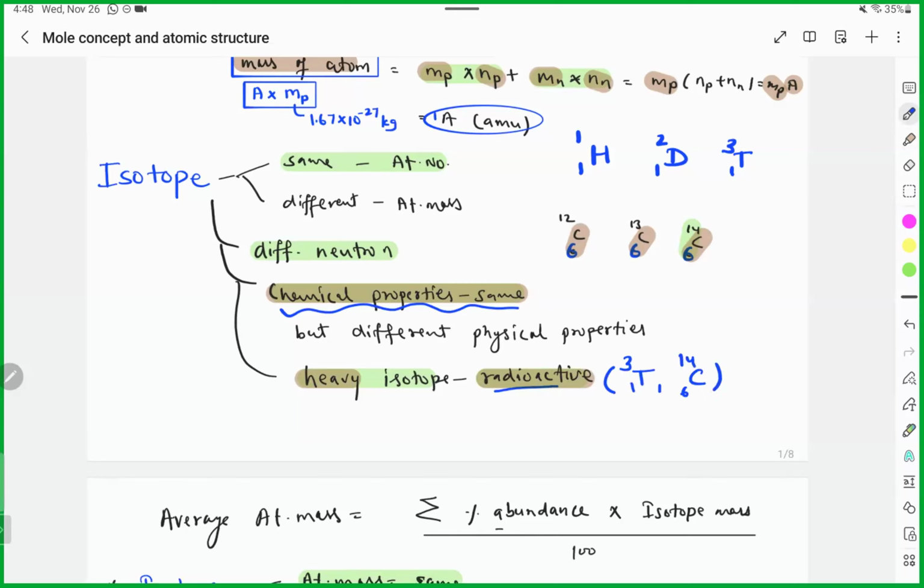But you will see very heavy material like uranium is used in nuclear reactors. Sir, will the radioactive property be considered a chemical property or a physical property? It is a physical property because there is a physical breakdown. Okay, sir, understood.